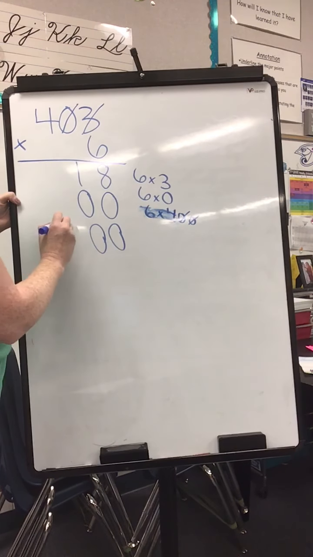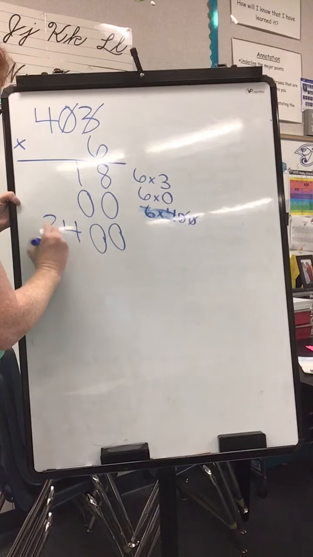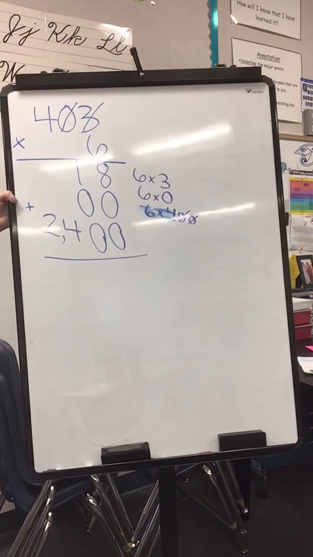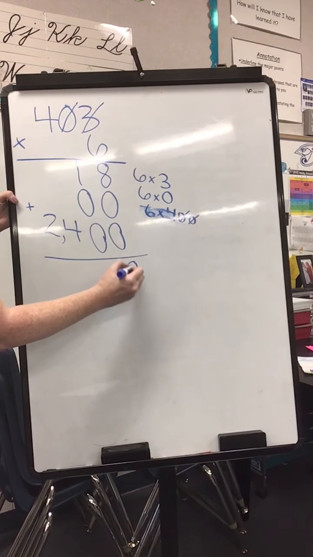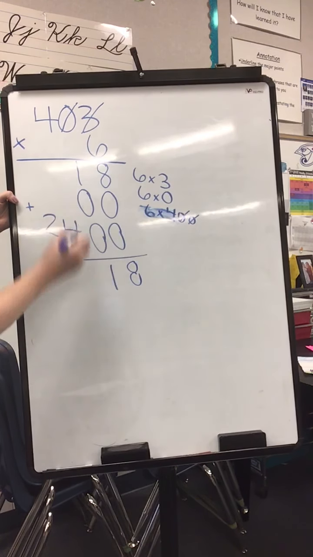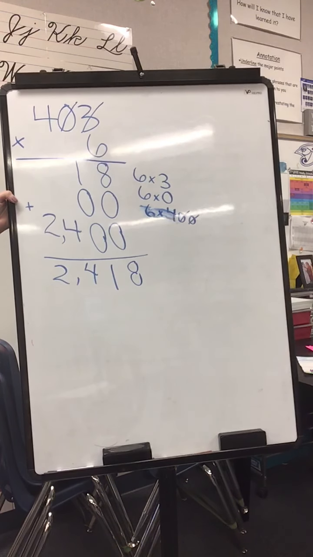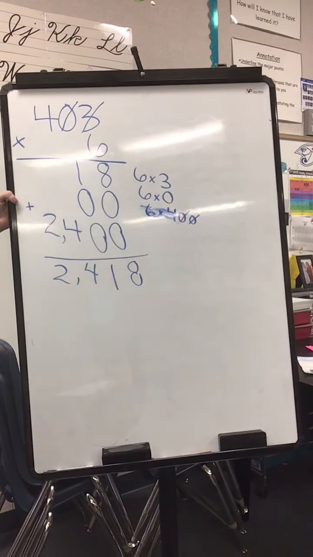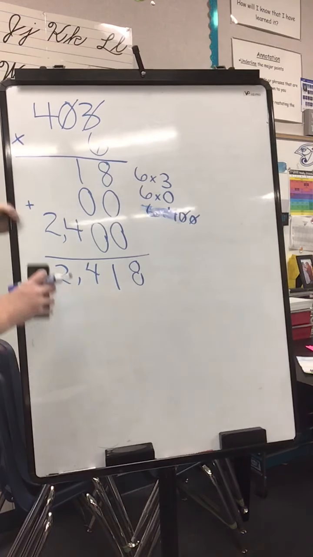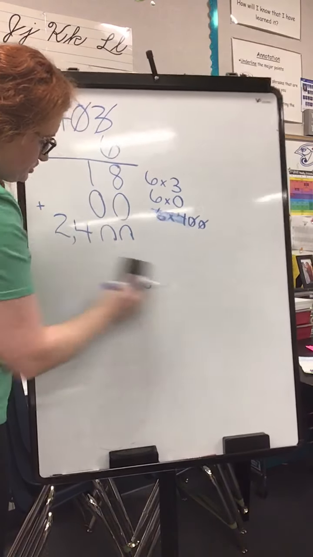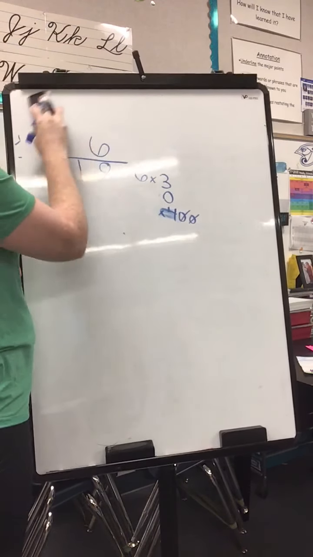And 6 times 4, we know, is 24. And so now we are going to add it. 8 all the way down, 1 all the way down, 4, and then 2. So our product of 403 times 6 is 2,418.